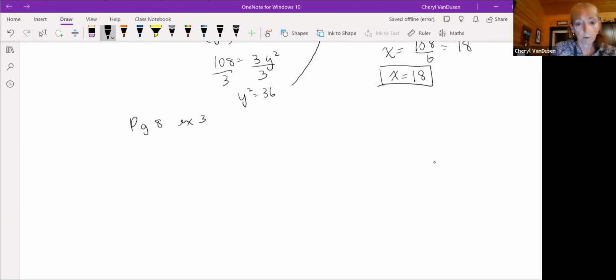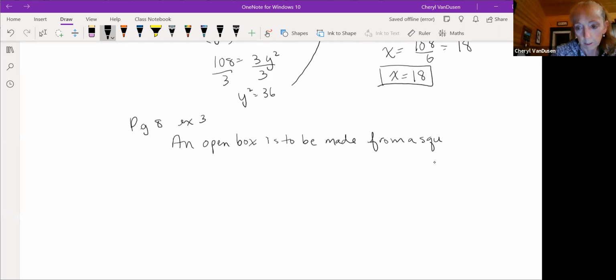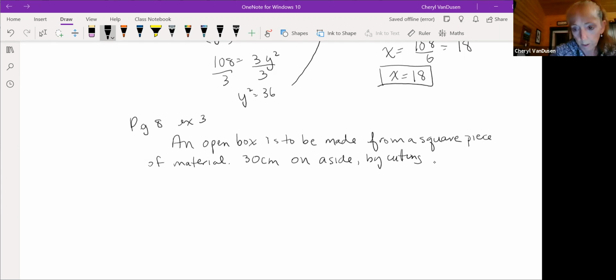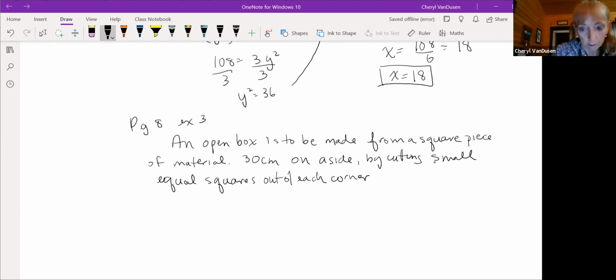So I'll just take a minute to write it down. An open box is to be made from a square piece of material, 30 centimeters on a side, by cutting small equal squares out of each corner. Find the volume of the largest box you can make.